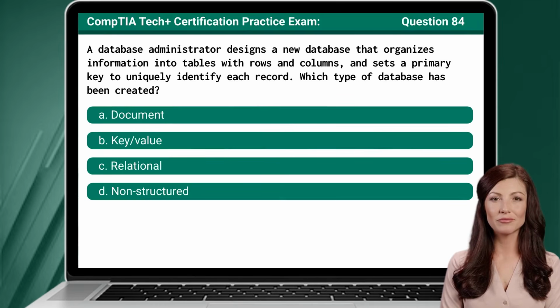Question 84. A database administrator designs a new database that organizes information into tables with rows and columns, and sets a primary key to uniquely identify each record. Which type of database has been created?